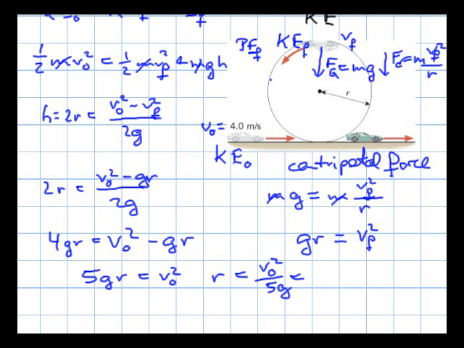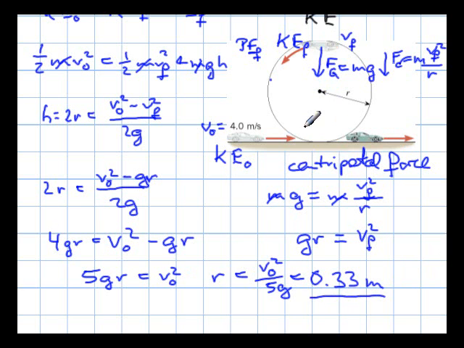And so that comes out to, let's see, 4 squared divided by 5 and divided by 9.8. I come up with 0.33 rounded meters, and that is a foot. And of course now we can see definitely that this is a toy racetrack. So 0.33 meters is the radius. That means the total height is 66 centimeters or 2 feet.